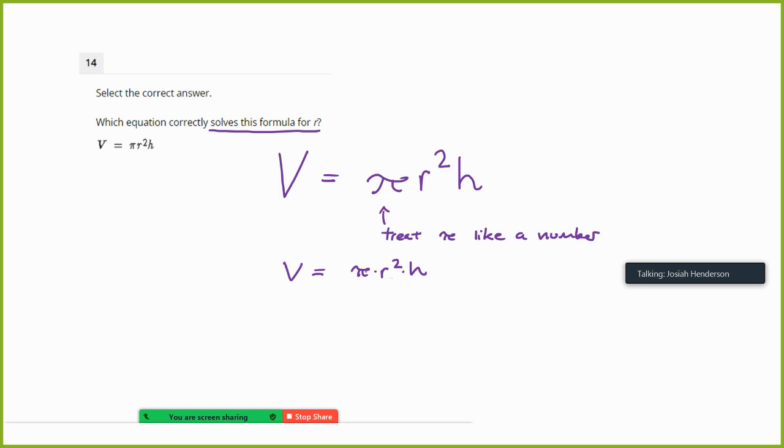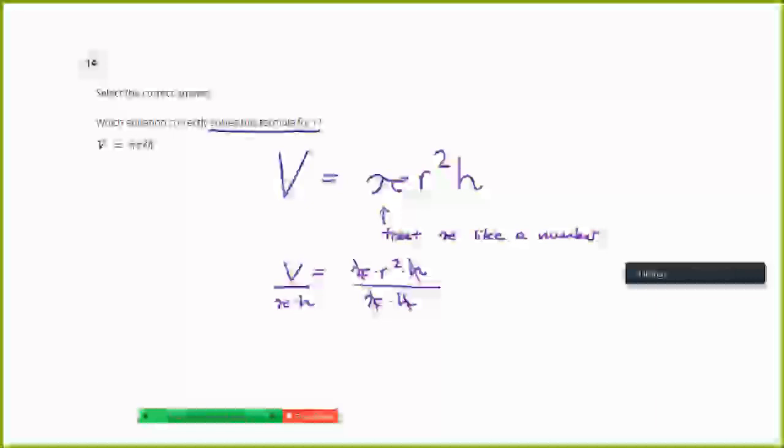So step one is to get the times pi and the times h to the other side. We want to get rid of those away from r squared. So we're going to divide by pi and divide by h. I'm going to do it at the same time in one step. We have to divide both sides. If you want to divide one side by something, you do it to both sides. So on the right, pi over pi cancels, and h over h cancels. On the left, we've got v over pi times h equals r squared. Let me clean that up so you see it.